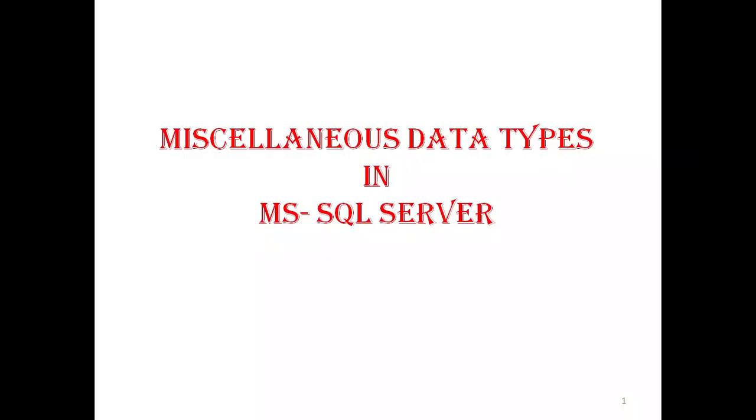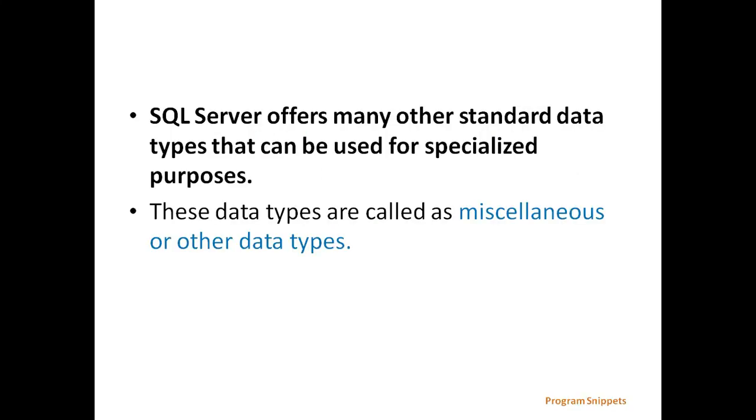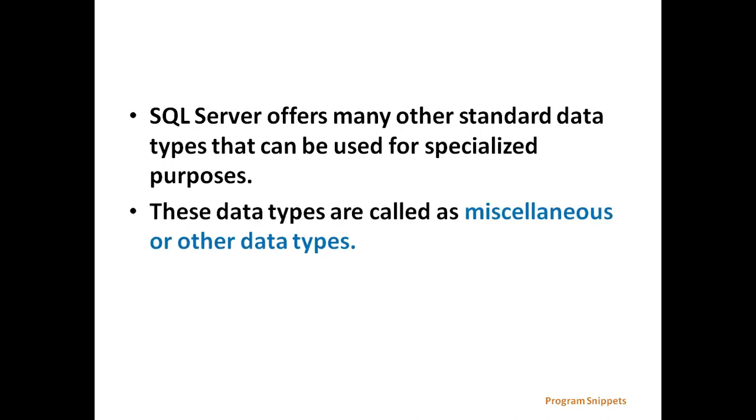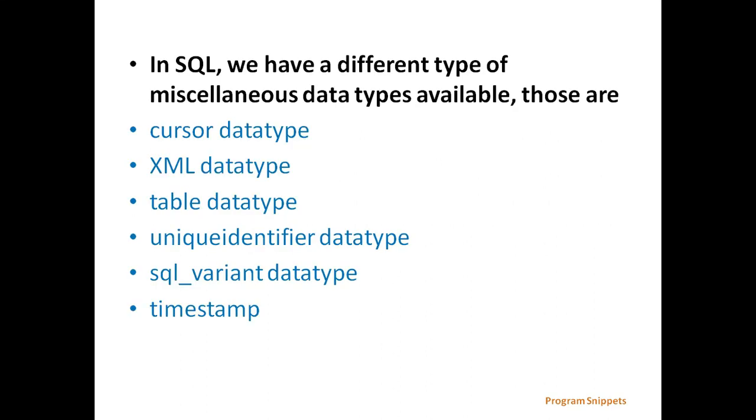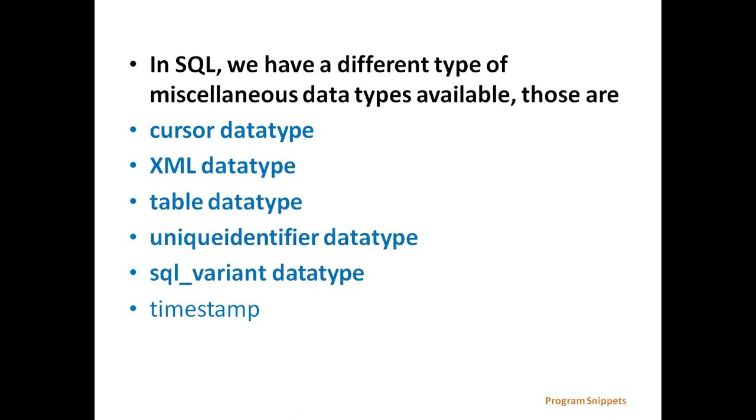Here we will see miscellaneous data types in SQL Server. SQL Server offers many other standard data types that can be used for specialized purposes. These data types are called miscellaneous or other data types. In SQL Server, we have different types of miscellaneous data types. Those are cursor, XML, table, unique identifier, SQL variant, and timestamp.